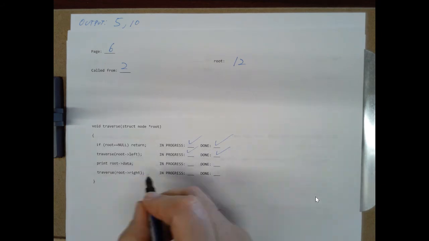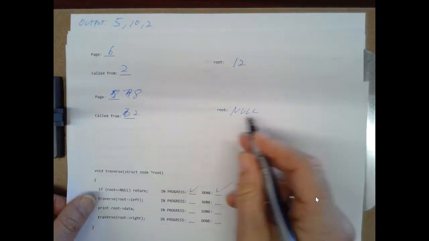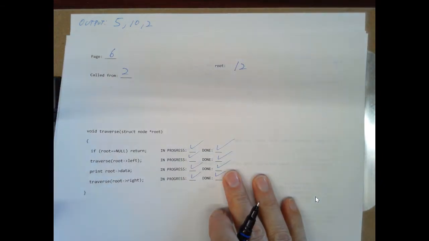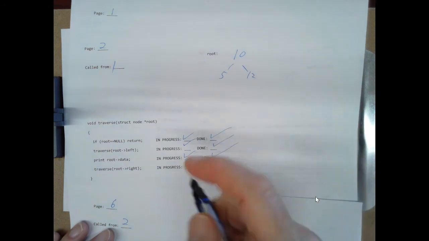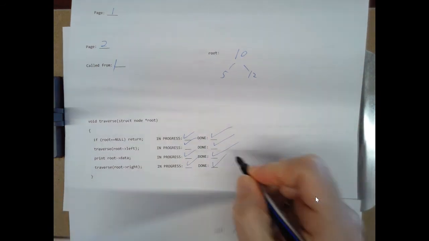Now we print root arrow data, which is 12. And then we traverse root arrow right, which is also null. So we'll make another call frame. Root is null. Is root null? Yes, we return. And now we finish traverse root arrow right. So this call to traverse returns. Where was this called from? It was called from page 2. Which line of code was it? It was this one. We were traversing root arrow right. So that's finished. And now this call to traverse returns.